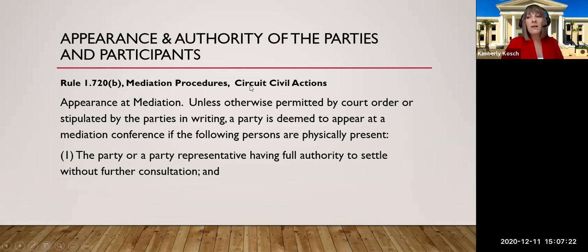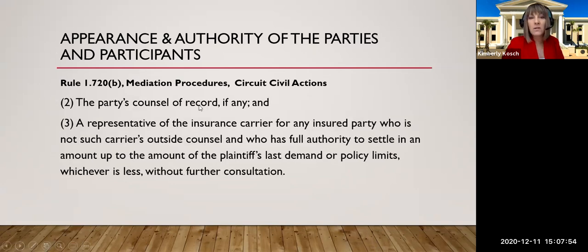So depending on what area you're mediating in, you may see differences, and you will see differences in the requirements for appearance, and some are more detailed than others. But if you're mediating a case that falls under the circuit jurisdiction, you actually have requirements for up to three persons being physically present at the mediation: the party or its representative having full authority to settle, the party's counsel of record, if any, and an insurance representative from the insurance carrier if there is insurance involved. And that person has to have full authority to settle up to the amount of the plaintiff's last demand or policy limits, whichever is less, without further consultation. So we see just a little bit of a different appearance requirement and authority for representatives of insurance carriers.